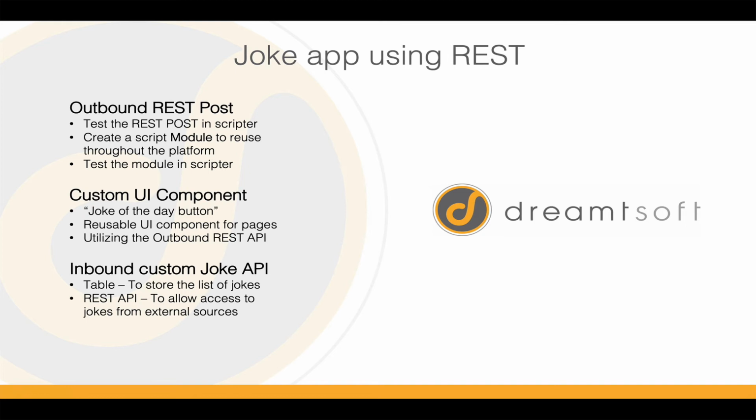Now, the second half is to mimic that API and make Dreamtsoft a repository of jokes that people could use externally. So they could hit our URL and then it would return a joke to them. So basically I'm doing a copycat of that REST API that we used in the first section.